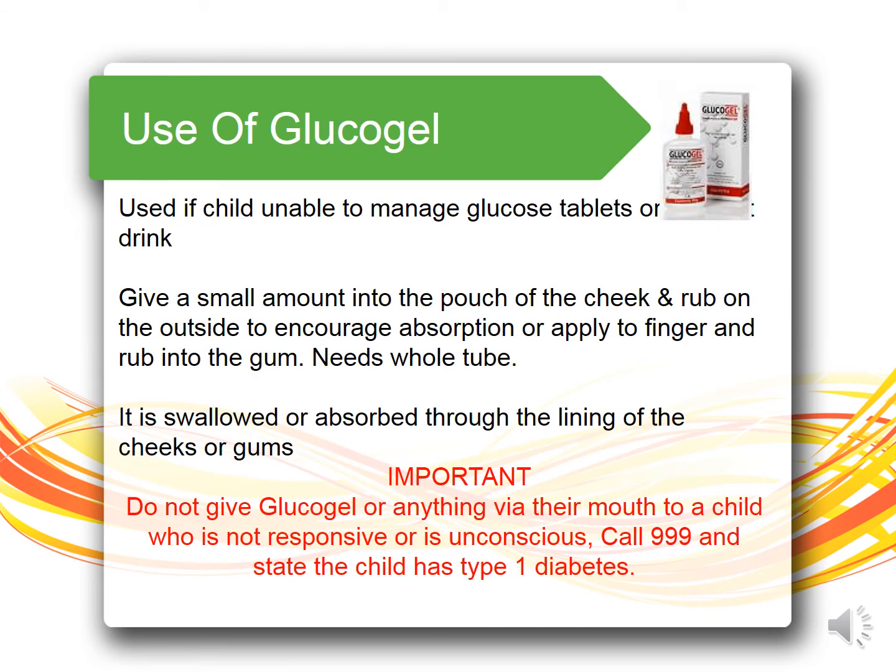Glucogel is used when the child is unable to manage glucose tablets or a drink because their glucose level is too low. They may become disorientated and will not cooperate with you. A small amount of this gel will be rubbed into the inside of their cheek, and if you rub on the outside, this will encourage absorption. They will need the whole tube, so just do this a little bit at a time. Some of it will be swallowed and some will be absorbed through the lining of the cheeks or gums.